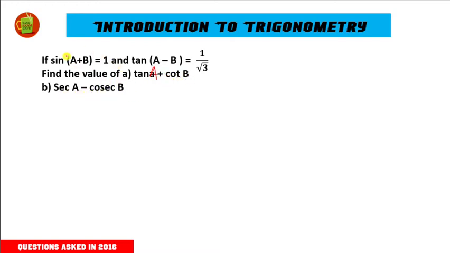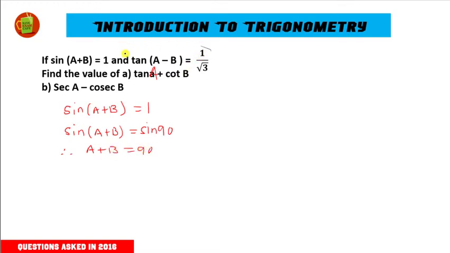So friends, here we know that sin(A + B) is equal to 1. In place of 1 we can write sin 90, because we know that sin 90 is equal to 1. So sin(A + B) is equal to sin 90. Here the angles should be equal, that is A plus B should be equal to 90, then only these values will be equal, and therefore A plus B is equal to 90 degrees.